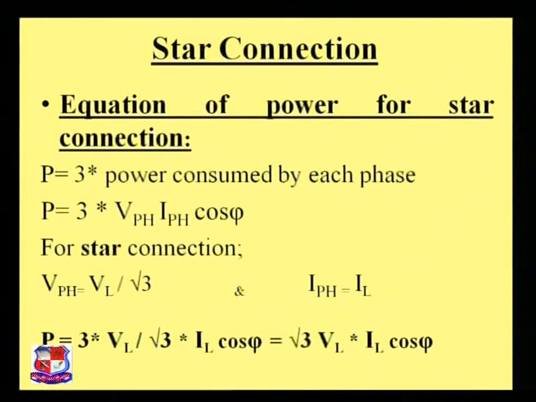So P equals 3 into VPH. Now VPH is 1 by √3 VL, and IPH equals IL, into cos phi. So by writing like that, P equals 3 by √3 VL IL cos phi. Now taking 3 equals √3 into √3, the √3 cancels out, so we can write P equals √3 into VL IL cos phi. This is the power consumed in a star connection.